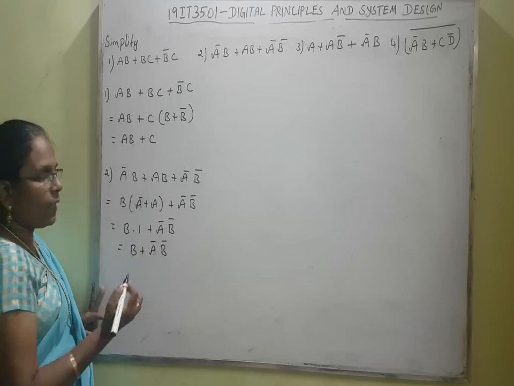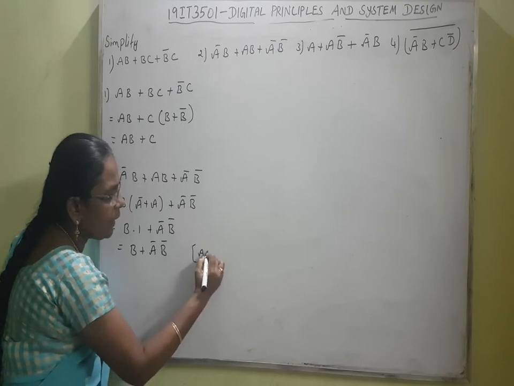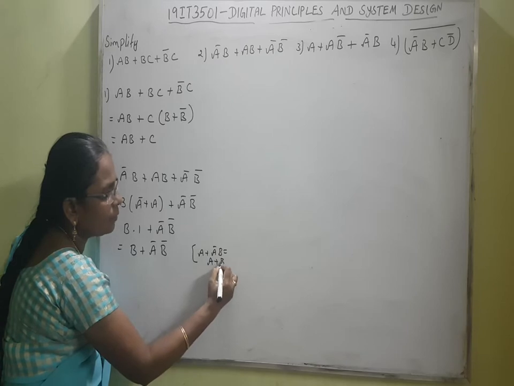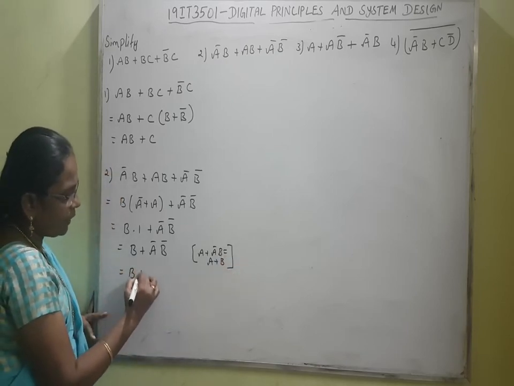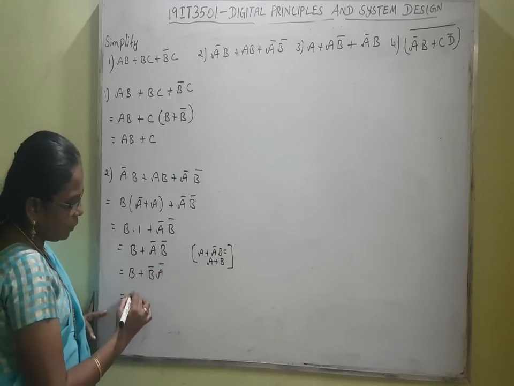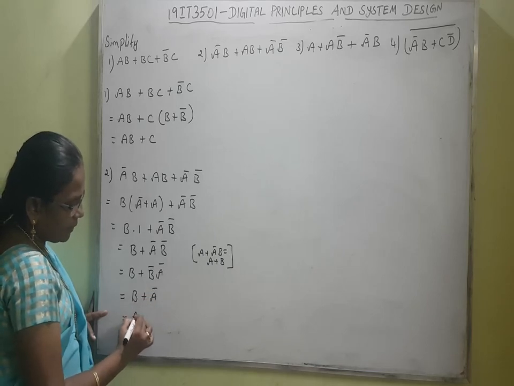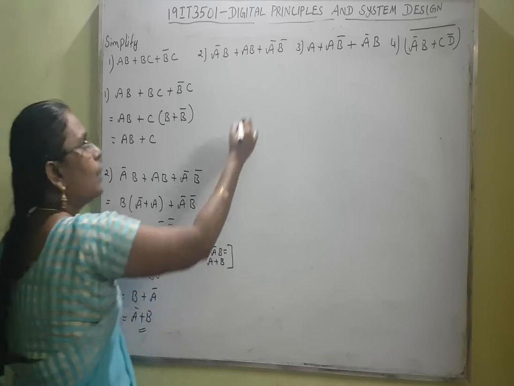Now you know the absorption law. According to the absorption law, A plus A bar B is equal to A plus B. Now we can write this as B plus B bar A bar, which is equal to B plus A bar. So we can write it as A bar plus B. That is the answer.